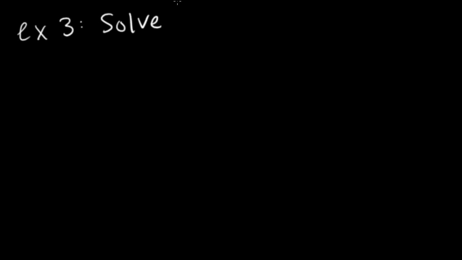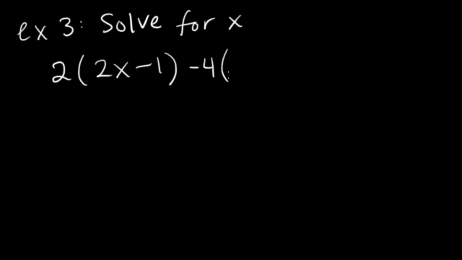So again, solve for x. I'm just going to keep on writing this so you guys know that we're solving for x in these equations. We want to leave x on its own on one side of the equal sign, and then we'll know what x is. So in our final example, I should say, we're going to do 2 times 2x minus 1 minus 4 times 3x plus 1 equals 2. Okay, so it's a lot longer, but we can still do it. It's still the same process.